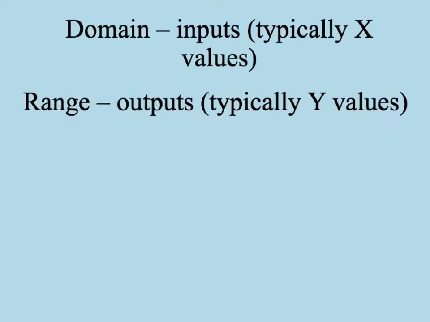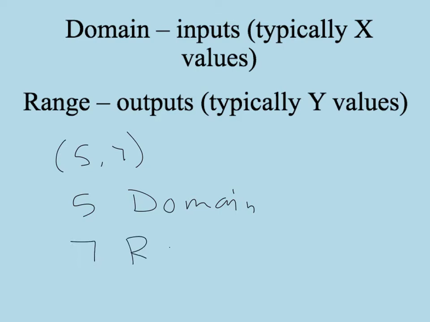And we're going to be talking about domain and range. Domain is your input. Usually it's going to be your x values. Range is your y, or your output. So a lot of times when you see an ordered pair like this, the 5 would be your domain because it's going to be your input, and the 7 would be your range.